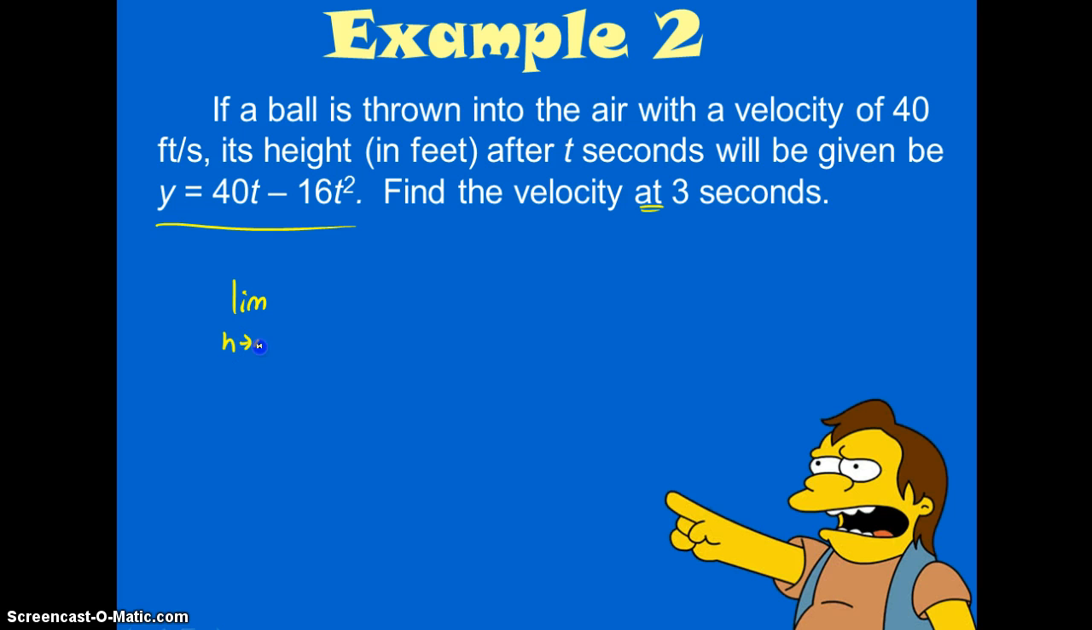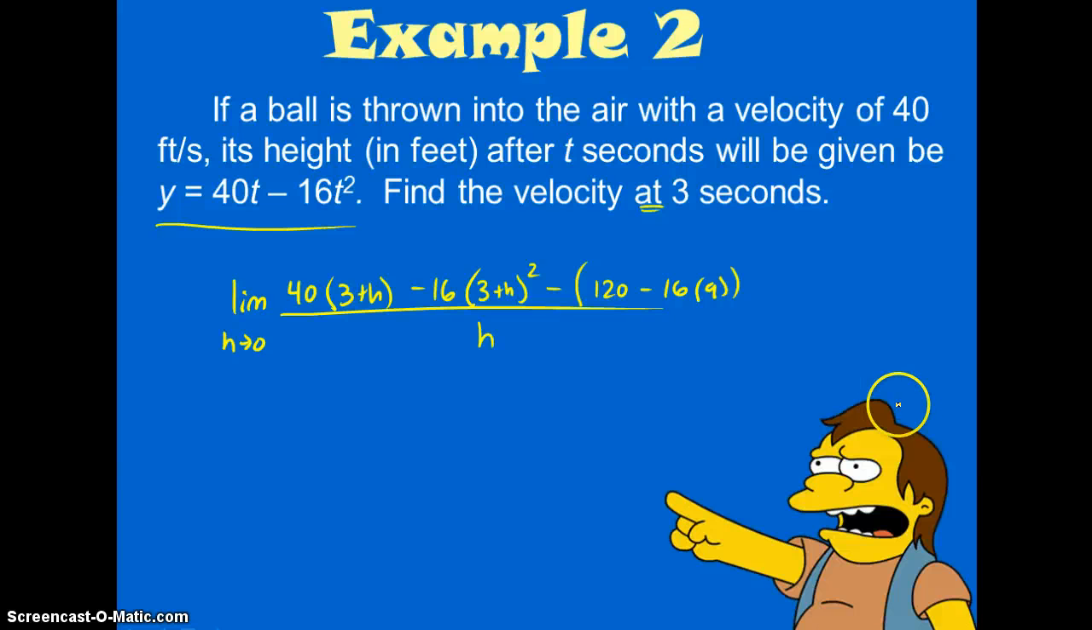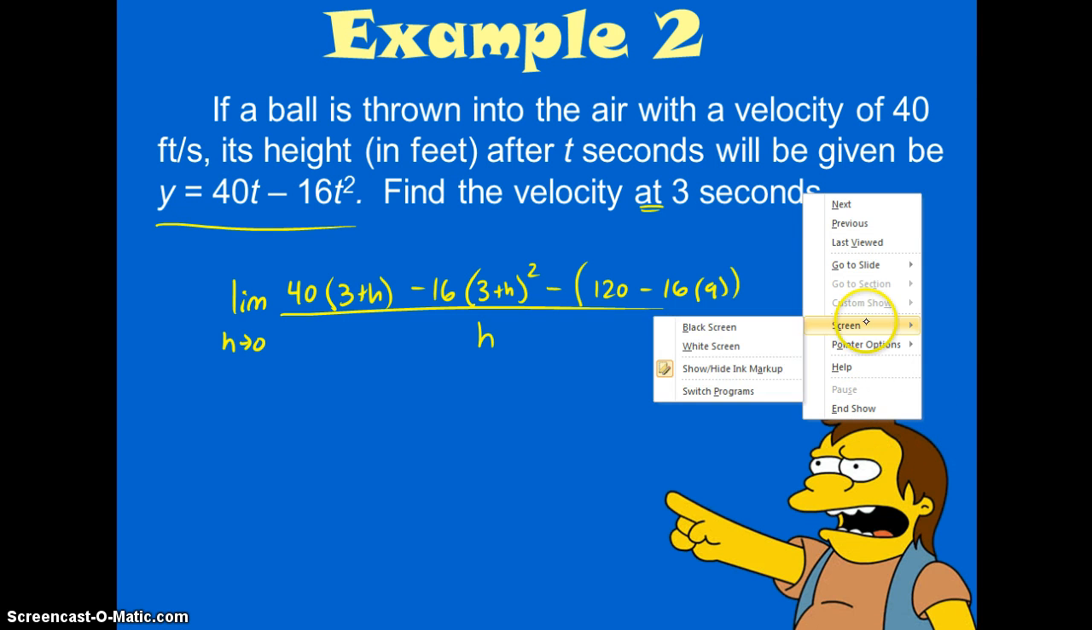So we've got our limit as h approaches 0 of 40 times 3 plus h minus 16 times 3 plus h squared minus, then we want to plug a 3 into that formula. So it's going to be 120 minus 16 times 9 all over h. We want to tidy that whole top up, come up with a formula, and then we've got our answer. It should be a lot of algebra, but at least we can get ourselves to the instantaneous rate at 3 seconds. I'll leave that for you to finish on your own.